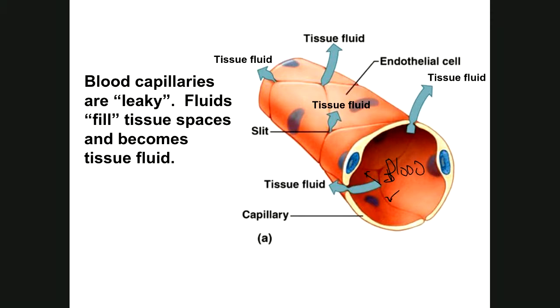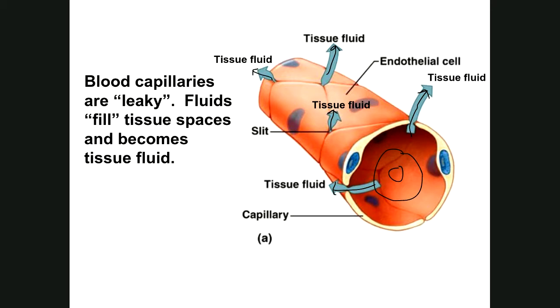And if you remember when we talked about capillaries, they're leaky. There are three different types of capillaries, but they're all leaky, so fluid leaks out. Now, the cells don't leak out because the holes are too small. Here's a red blood cell. It's way too big, but fluid and all kinds of dissolved substances can leak out of these capillaries. And when it leaks out, it's going to leak out into the tissue spaces and become tissue fluid.